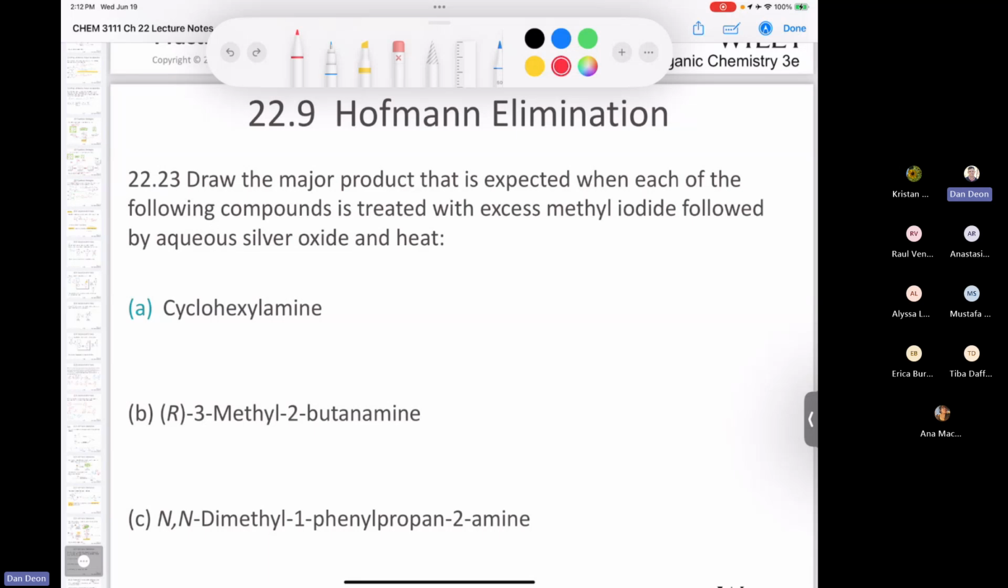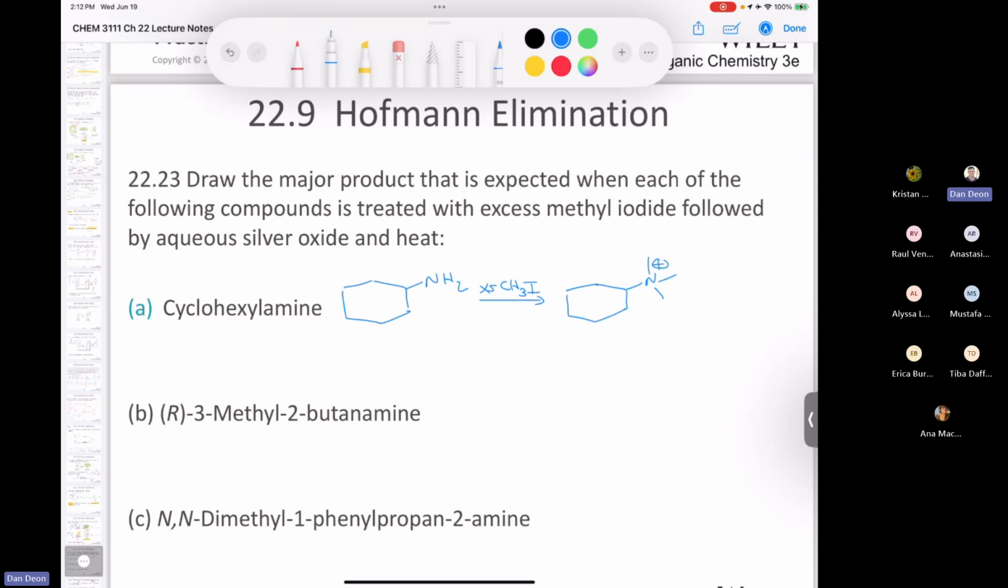So it says draw the major product expected when each of the following compounds is treated with excess methyl iodide, followed by aqueous silver oxide and heat. So it says cyclohexylamine. Let's start out by drawing cyclohexylamine, which is this compound here. In the first step, you're going to treat it with excess methyl iodide. That's going to give you the quaternary ammonium salt, like this. Now I'm not going to put the iodide, because we're going to treat it with the silver oxide. So this is just going to be your intermediate.